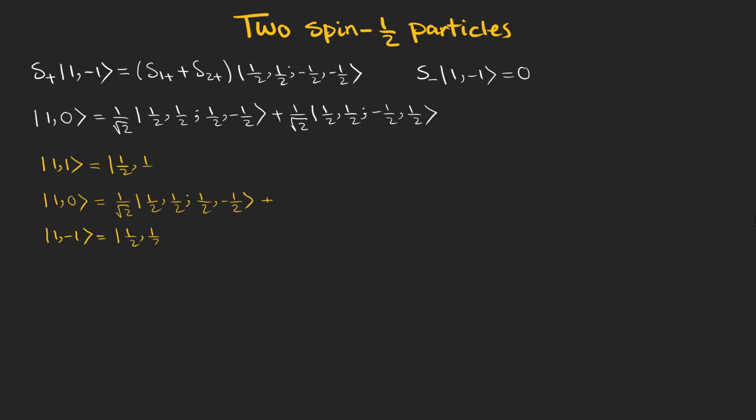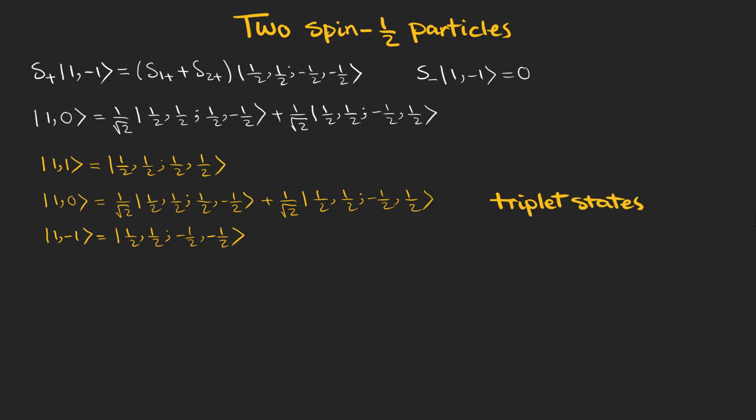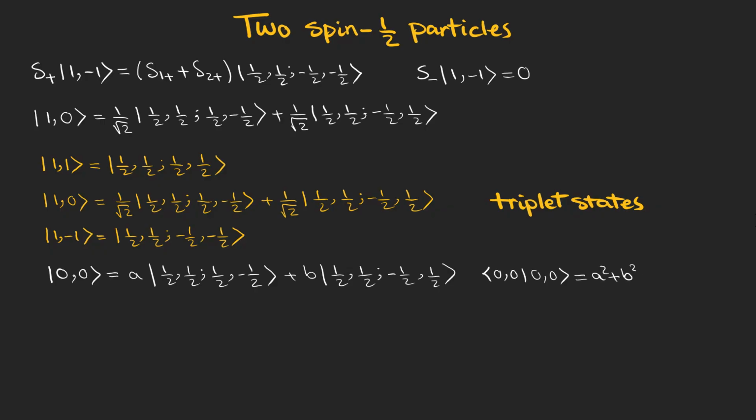So far, we have found three of the four coupled states in terms of our uncoupled ones. They are called the triplet states. The total spin is 1, and we have three possible numbers for m, which are minus 1, 0, and 1. There is another state left, which can be written as a linear combination of these two uncoupled states. We know that it's normalized, so a squared plus b squared has to be 1. It is also orthogonal to all of the triplet states, specifically to this one.